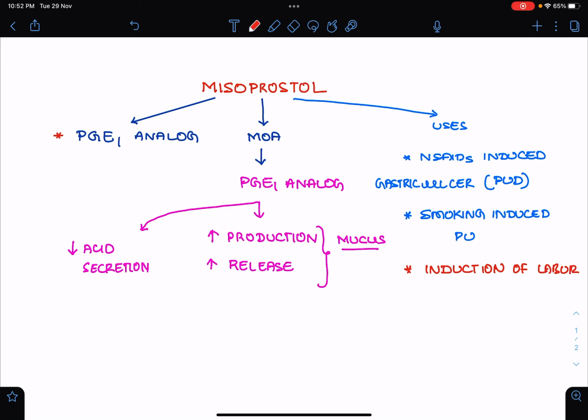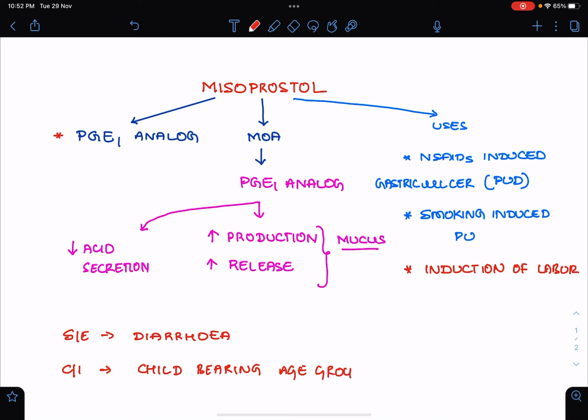So what are the side effects? Please remember, the side effect will be diarrhea. It will cause, more commonly, diarrhea, and it is contraindicated in the female who is in the child bearing age group.